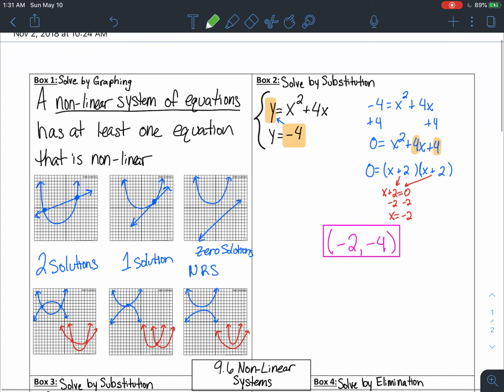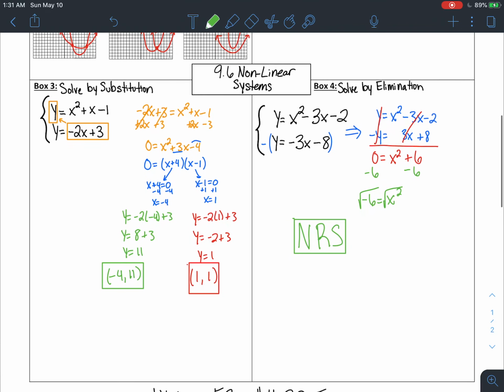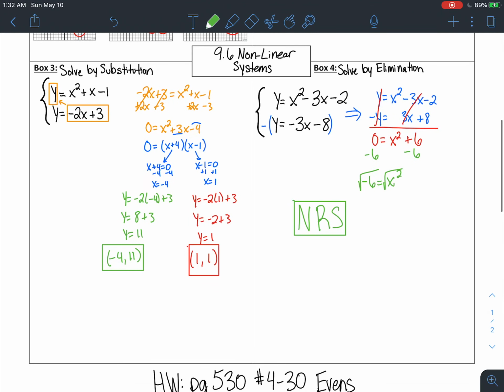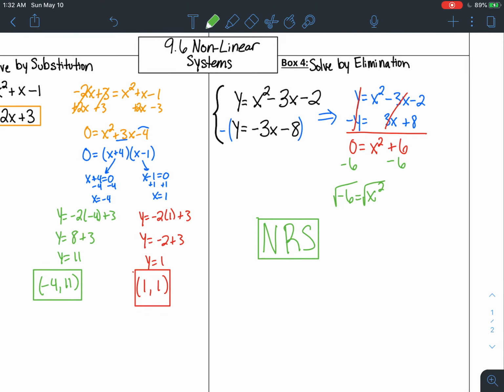If you take a look at the whole thing, box 2, we solved using substitution. Y was negative 4, so we plugged it back into y in the other equation, solved. Hey, look, we got one solution. Box 3, we solved using substitution again. We just replaced negative 2x plus 3 for y in my top equation, solved using factoring, plugged each of those 2 x values back in for the y value, 2 solutions.